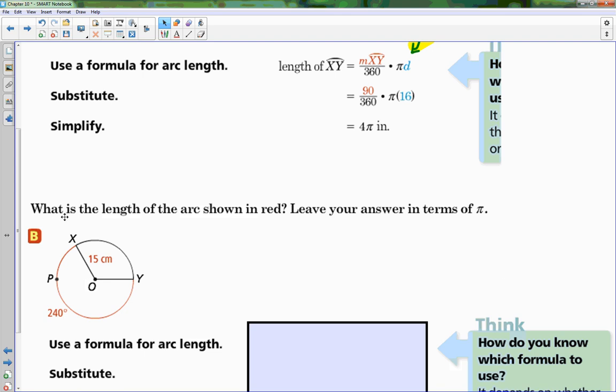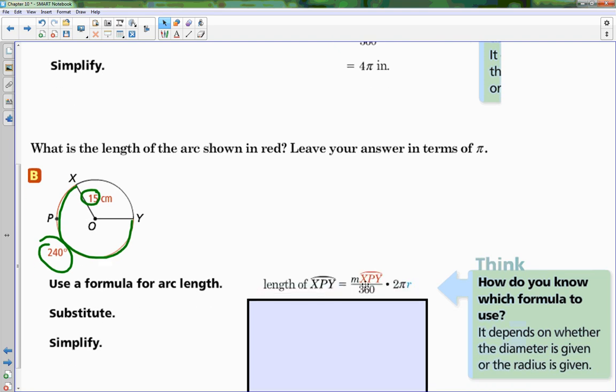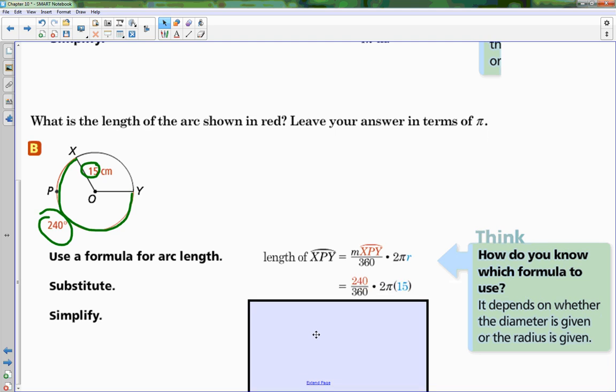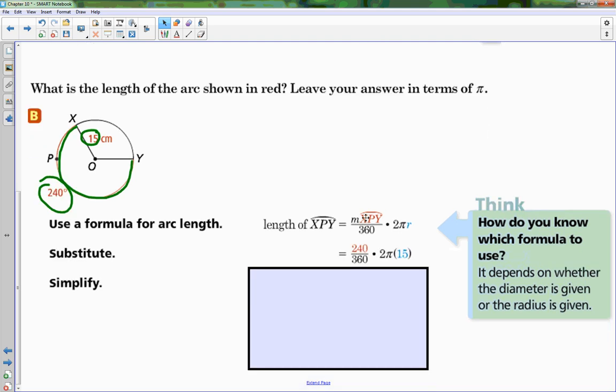All right, we're going to do the same thing. What is the length of the arc shown in red? And if you look, we've got this major arc here. Its arc measure is 240 and its radius is 15. So when we go to our formula, the measure of our major arc divided by 360. In this case, we're going to use 2 times r because we have the radius. We substitute in 240 for our arc measure divided by 360, and we put in 15 for r.